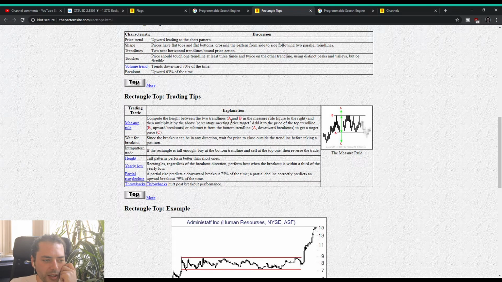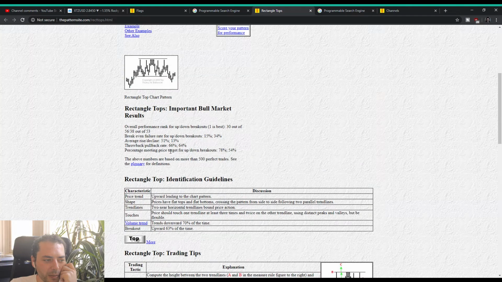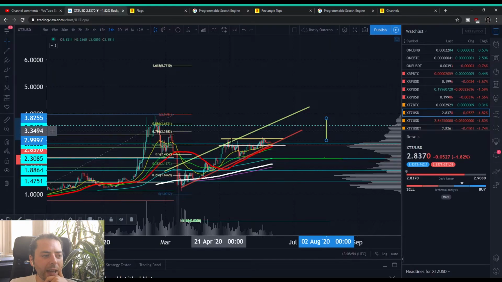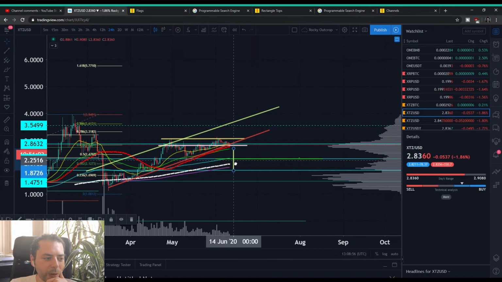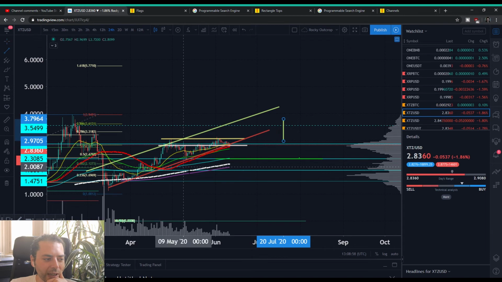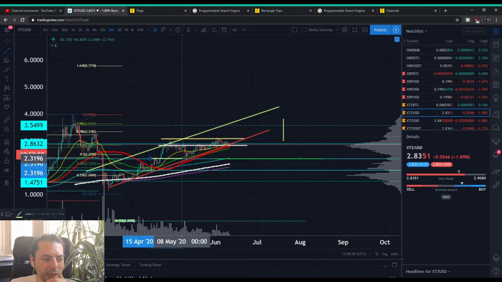Compute the height between trend lines A and B for the measure rule, and multiply it by the above percentage meeting price target. The percentage meeting price target for this one is 78 to 54. So we can talk about somewhere around three quarters and get a rectangle on the go here. Let's borrow this. Actually, no, we'll not borrow that again, because we already know how this is going to work out, don't we? I think we suspect how this is going to work out.